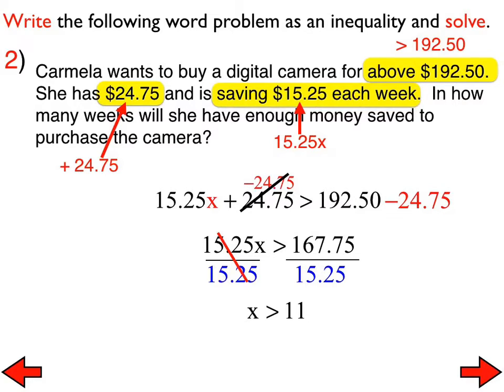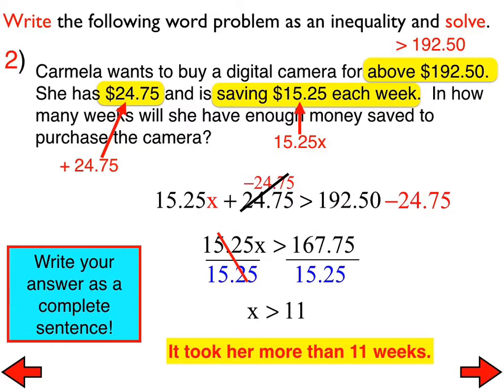What do you have? Good, that's a perfect sentence. It will take her more than 11 weeks. No, not at most, because that would be an or equal to one. At most is less than or equal to. It's actually going the wrong direction too. We want it to be more than 11, not most 11. Okay, any questions, other questions about number 2?